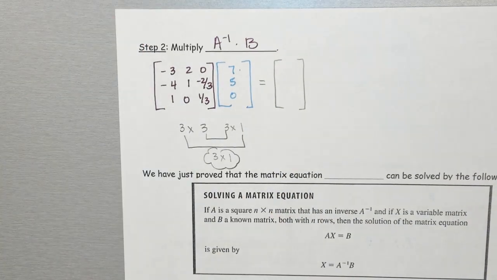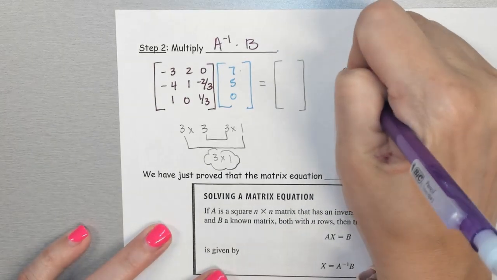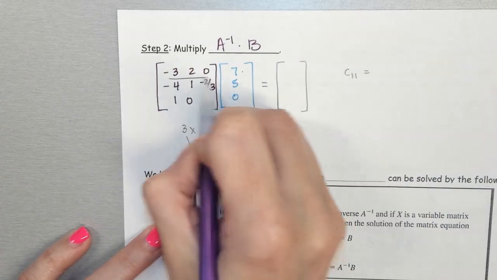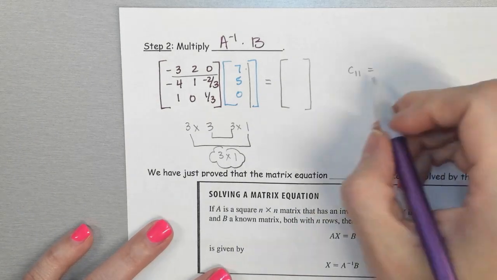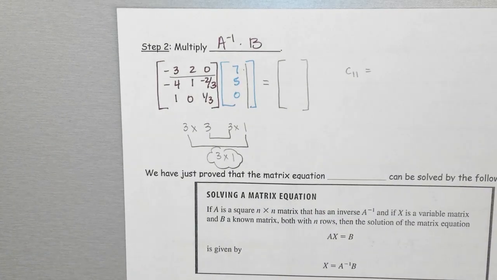All right, so let's go ahead and multiply. So first row, first column. Again, I like to do it like this. I want you guys to put what you're adding together. You don't have to write out each multiplication. You can just write what the product is.